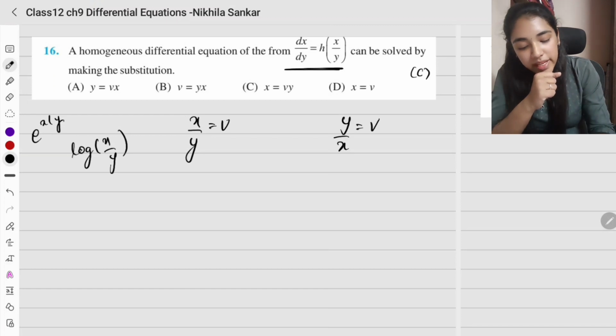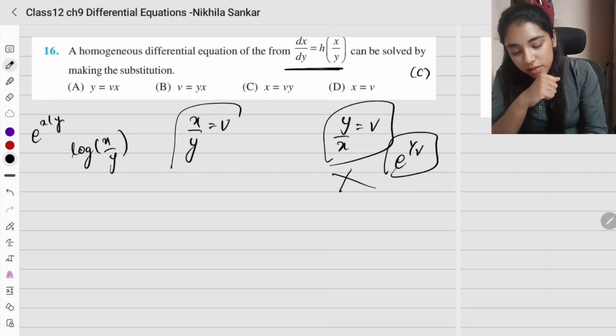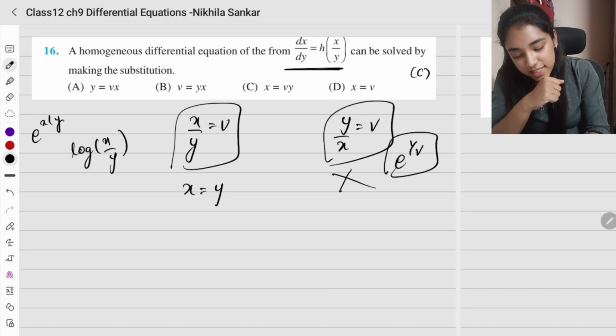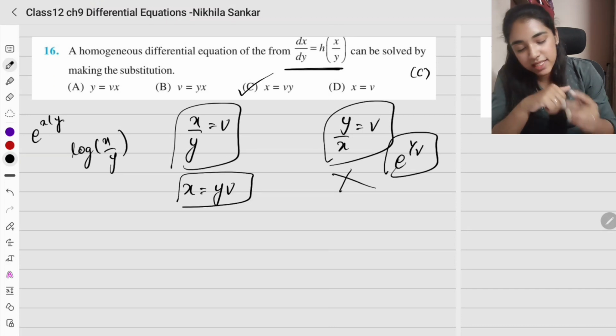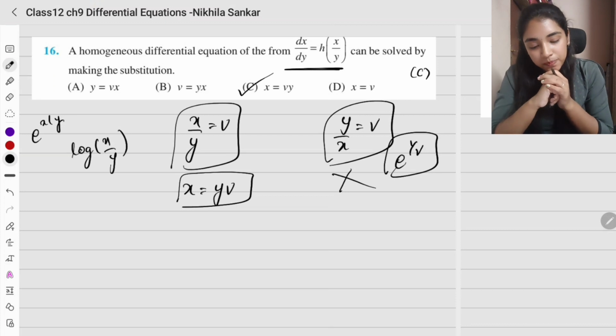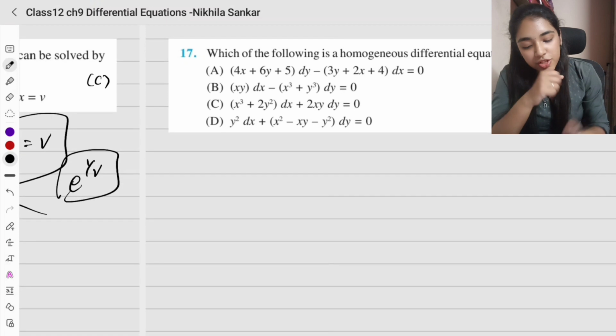We don't do y by x is equal to v, because otherwise you have to deal with e to the power 1 by v and so on. So we don't do this. Instead we do this. So we substitute x is equal to yv, right? Have we done sums like this? So your answer is going to be x equals vy. C option. Okay, clear?